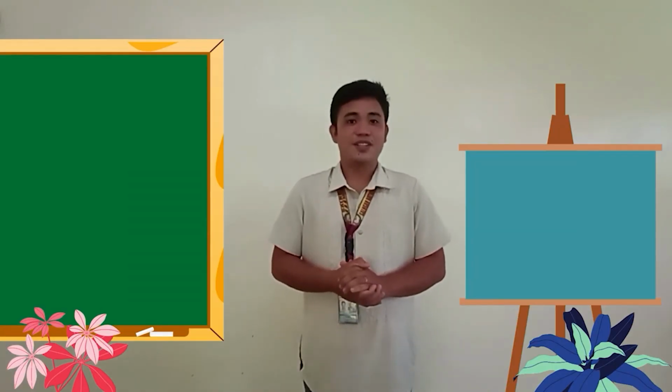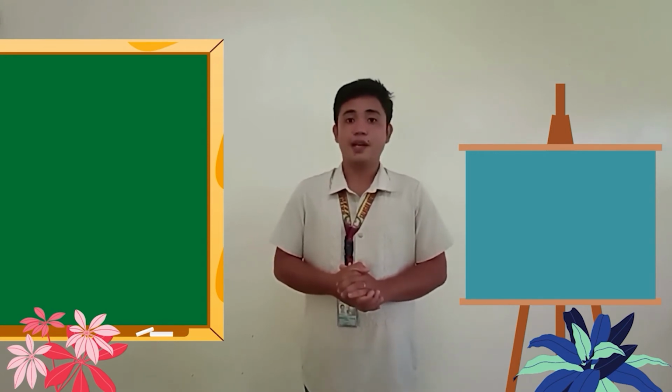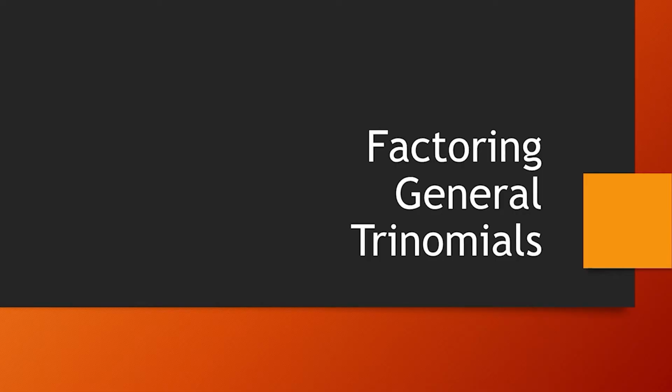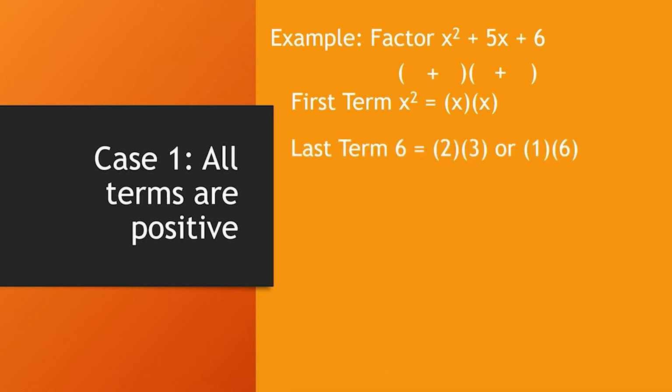Next is how to factor general trinomials. This one is tricky because we need to consider the signs of the middle and last terms. Case 1. All terms are positive. Example. Factor x squared plus 5x plus 6. All terms are positive. First term, x squared. The factors of x squared are x and x. Last term, which is 6. The factors of 6 are 2 and 3, or we can have 1 and 6.